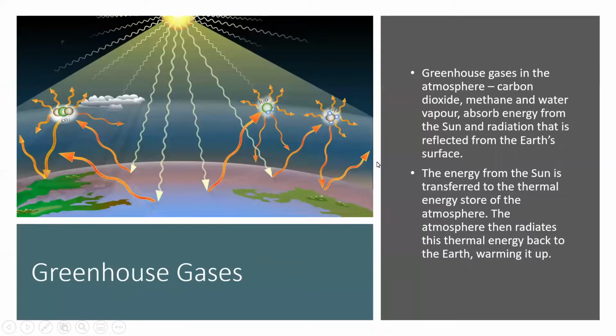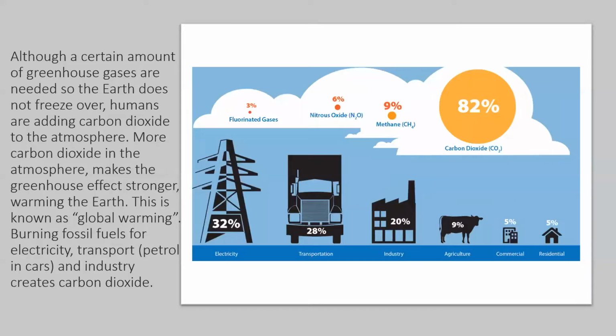So again, it's a reminder from another lesson that the greenhouse gas is absorbing infrared radiation and re-radiating it back to the Earth. That's from our other lesson, where they trap infrared radiation from the sun and radiate it back to the Earth. So the more greenhouse gases there are, the warmer the Earth becomes. That's generally how it works.